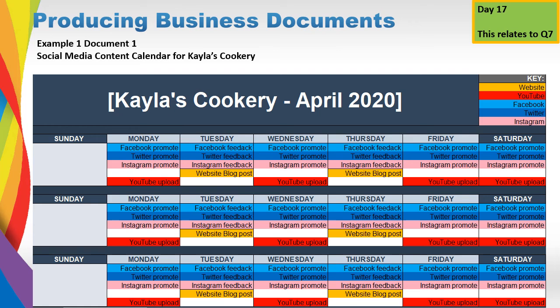I've got the days of the week: Sunday, Monday, Tuesday, Wednesday, Thursday, Friday, Saturday. I've got a key at the top which shows the colour of what I'm going to be updating. So website, YouTube, Facebook, Twitter and Instagram. And then from there you can see what I'm going to be doing on each day of the week to promote my business on social media.